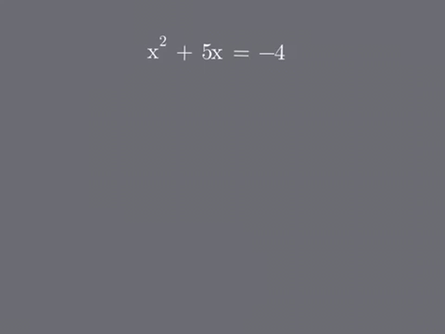For this next equation, what you should first notice is that it does not equal 0. It equals negative 4. So our very first step is to rewrite this and set one side equal to 0. So that will give us x squared plus 5x plus 4 is equal to 0. Again, this is just a trinomial with a leading coefficient of 1. So we're going to look for factors of 4 that add to equal 5. So those would be 1 and 4. So this will factor into x plus 1 times x plus 4 is equal to 0.